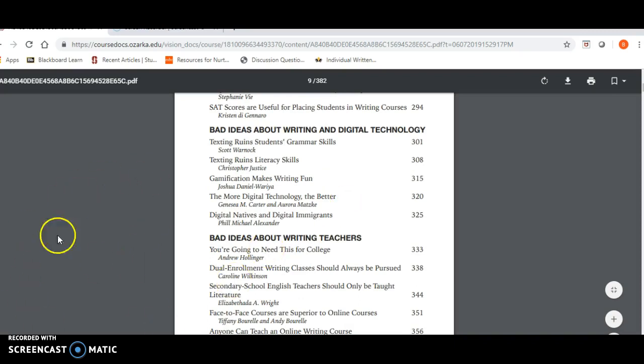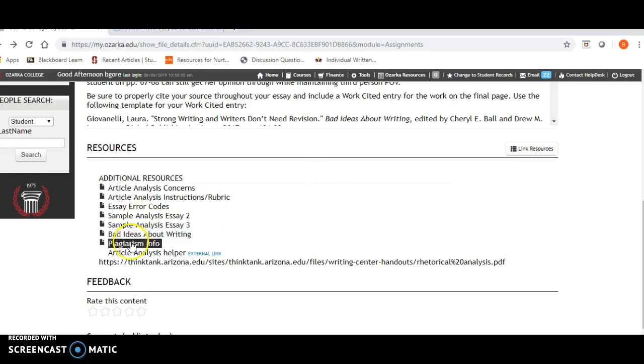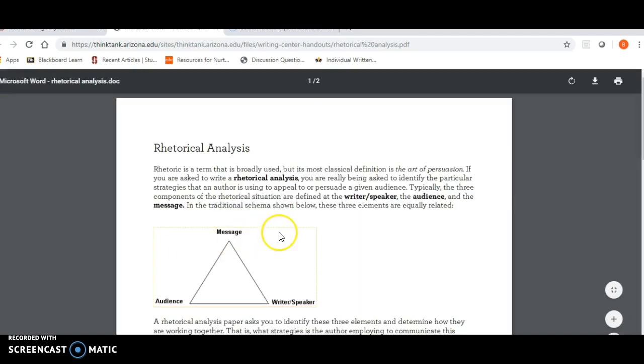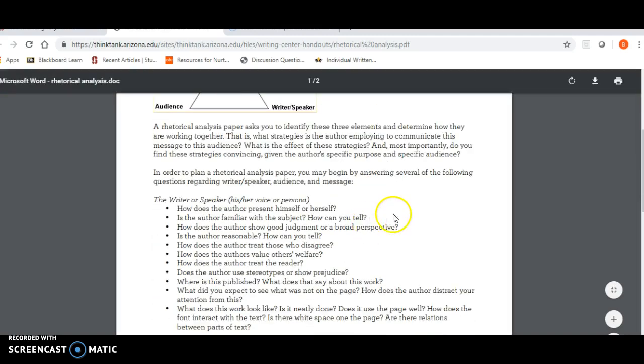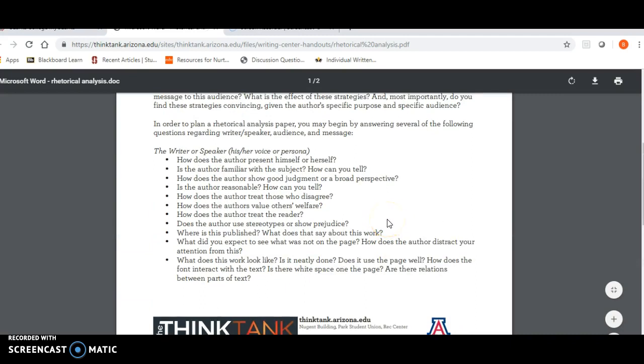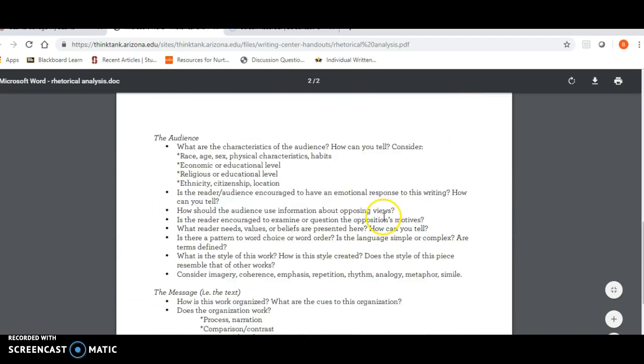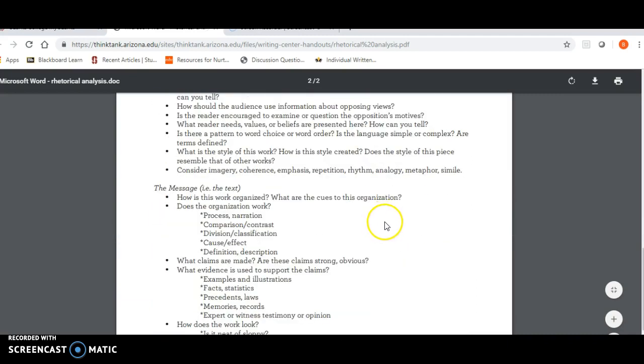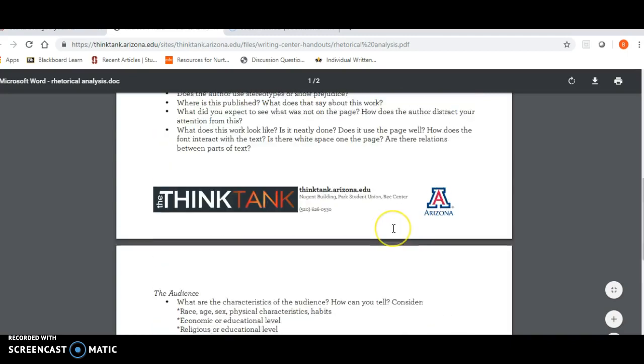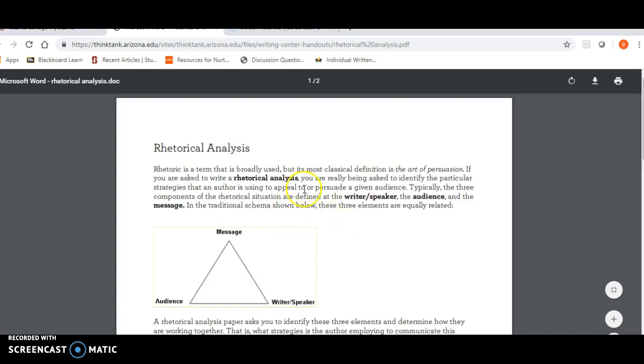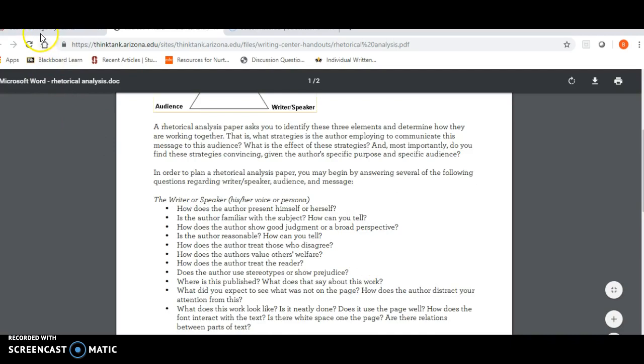Okay. So, one more thing, you have this little helper here. If you just absolutely get stuck about how to pick apart your article, here is a little helper. It just gives you some different questions that you can ask to help you get going on how to analyze. And remember, there's going to be a huge variety of ways to analyze depending on what the author has said and how the author says it.